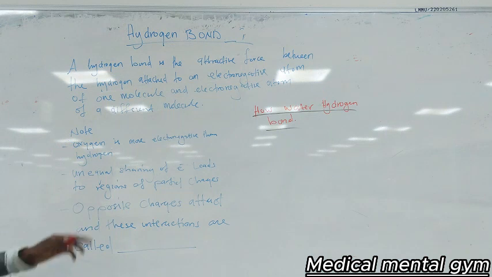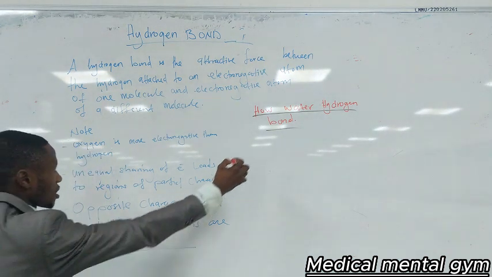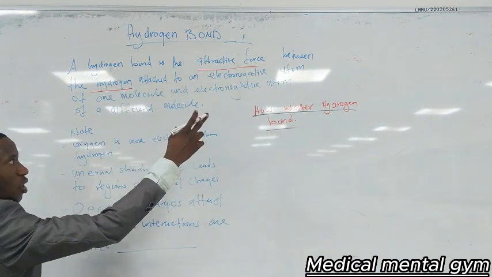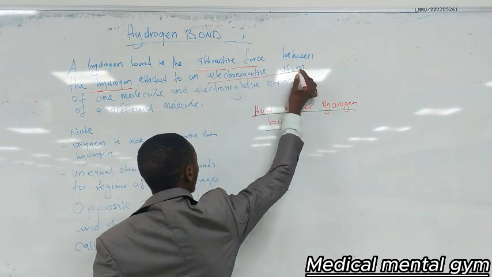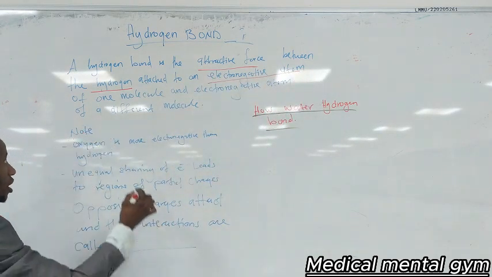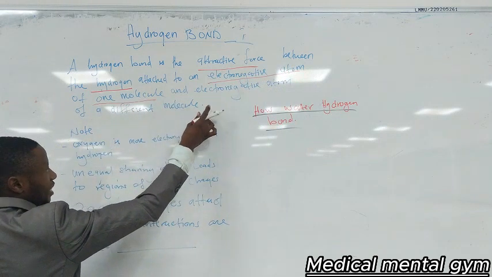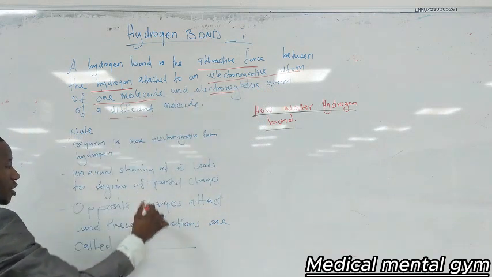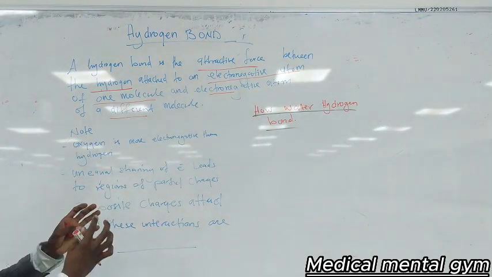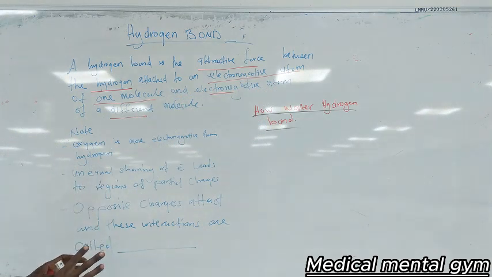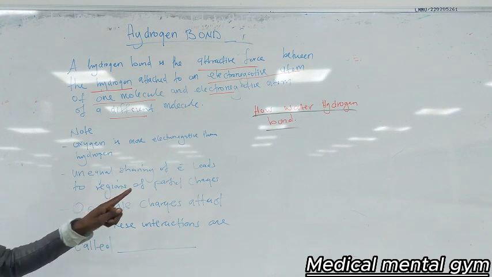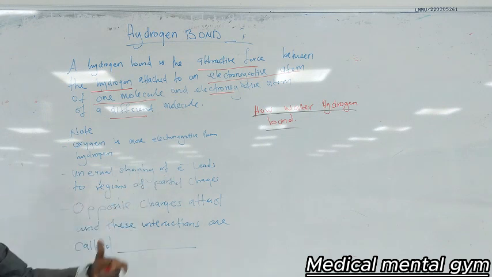Hydrogen bond is the attractive force between the hydrogen attached to an electronegative atom of one molecule, take note, one molecule, and an electronegative atom of a different molecule. So here we've got a lot of molecules which are hydrogen bonding. To understand this definition, we are going to look at how water forms hydrogen bonds.